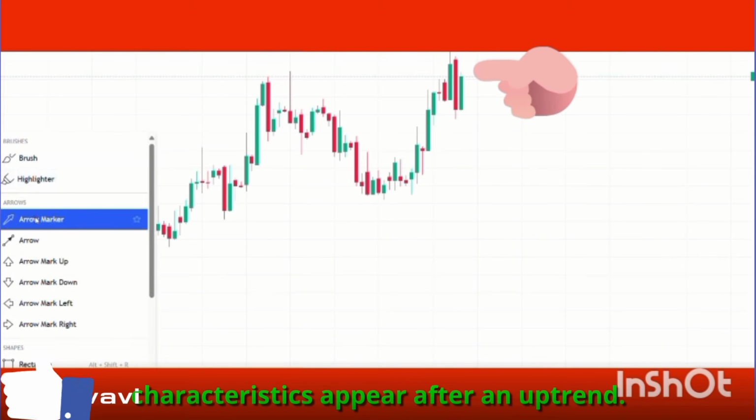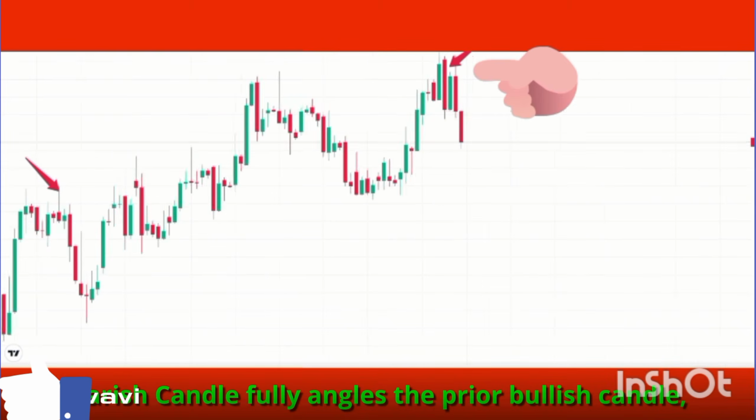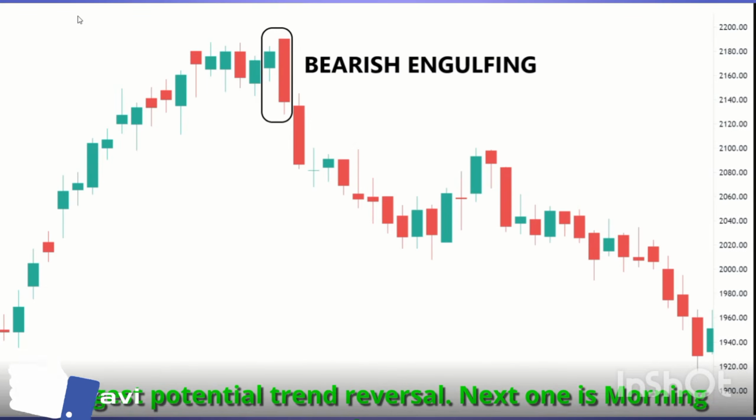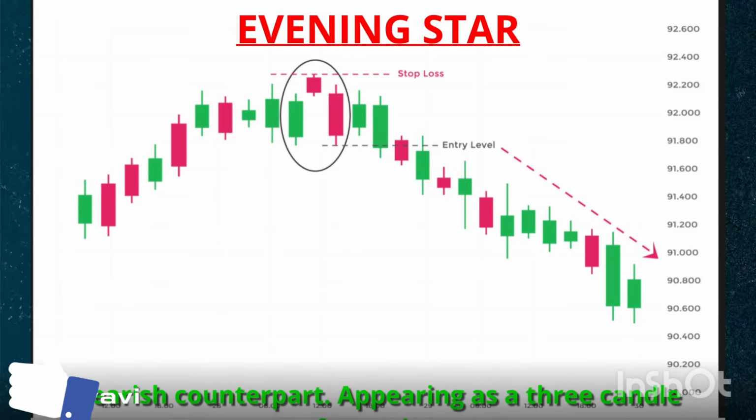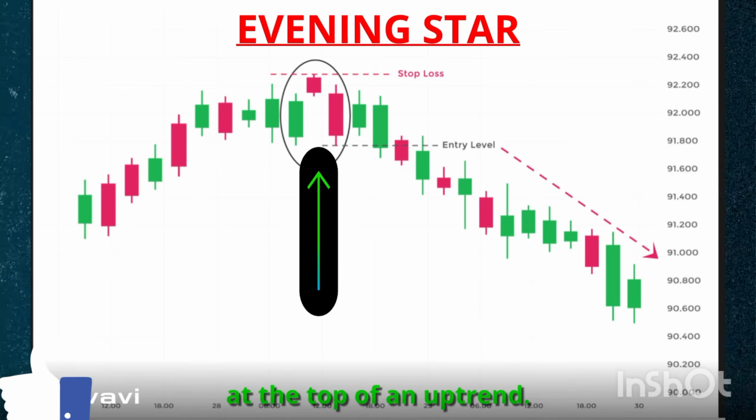This pattern characteristics: appears after an uptrend. Bearish candle fully engulfs the prior bullish candle, indicates rising selling momentum. Next, the evening star, the bearish counterpart, appearing as a three candle formation at the top of an uptrend.